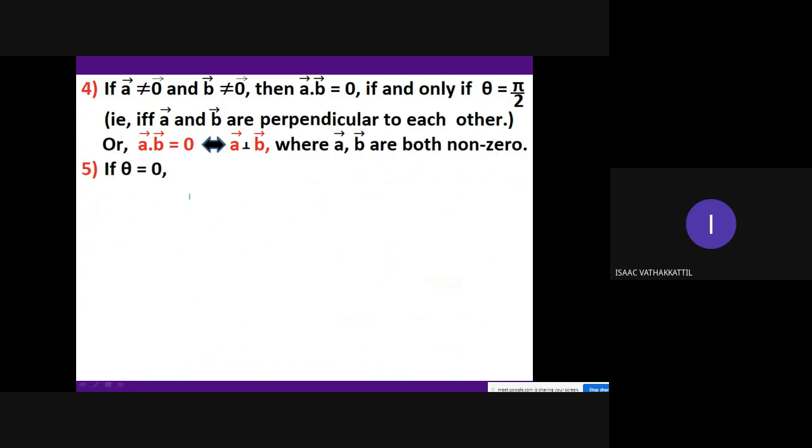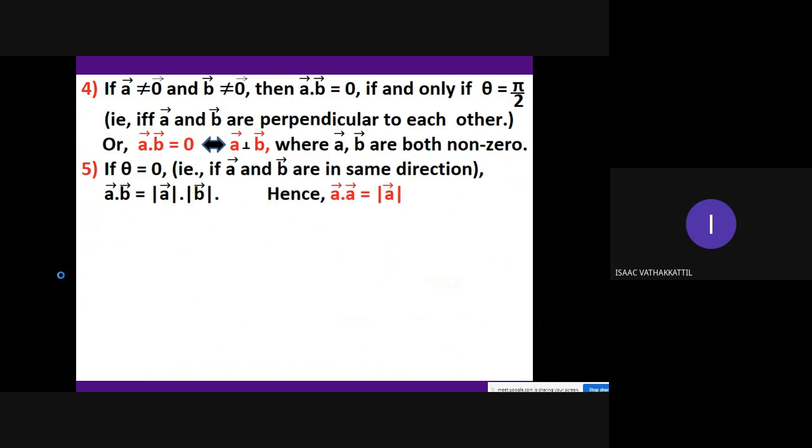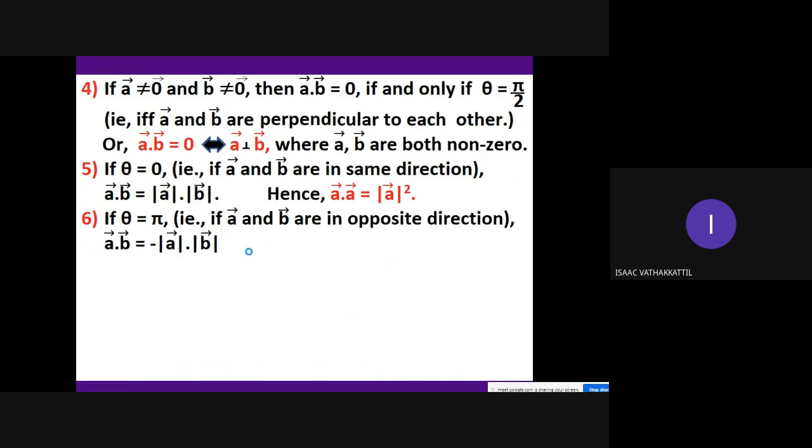If theta equal to 0, that means a and b are in the same direction, then a dot b is magnitude a into magnitude b because cos 0 is 1. So hence, a dot a is magnitude a square. In case theta is pi, then cos theta is minus 1, so a and b are in opposite directions, and a dot b will be minus magnitude a into magnitude b.